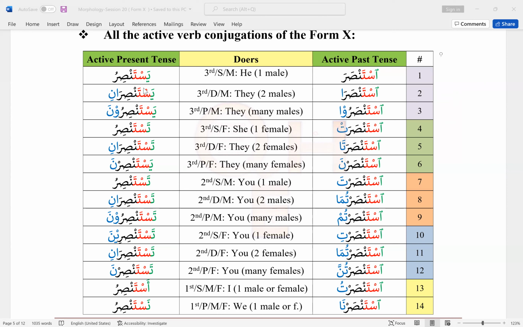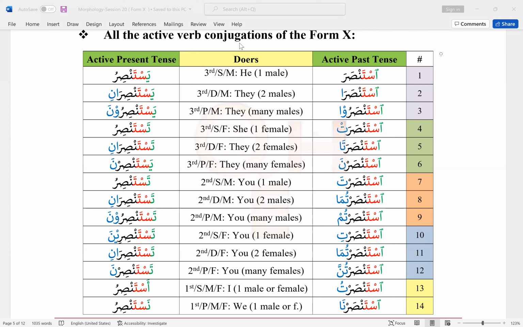Then active present tense. So present tense always carries prefixes and suffixes. Yastansiru, yastansirani, yastansiruna, tastansiru, tastansirani, yastansirna. Exactly same as form 1. Yaf'alu, yaf'alani, yaf'aluna, taf'alu, taf'alani, yaf'alna.